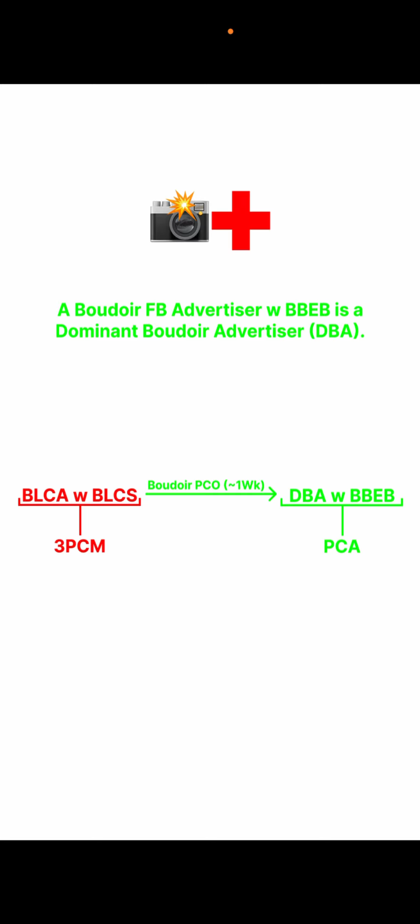So we got our whole universe here on the bottom. A Boudoir low-click advertiser with Boudoir low-click syndrome, caused by the 3 pre-click mistakes, goes and gets the Boudoir Pico treatment, which takes about a week. That solves the 3 pre-click mistakes, giving their Boudoir Facebook ads pre-click alignment, which makes them a dominant Boudoir advertiser with Boudoir Brain Entry Boost.